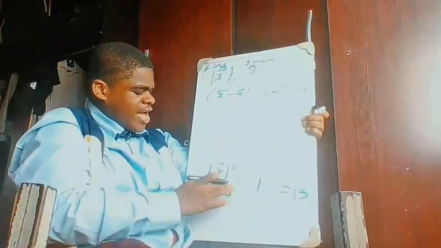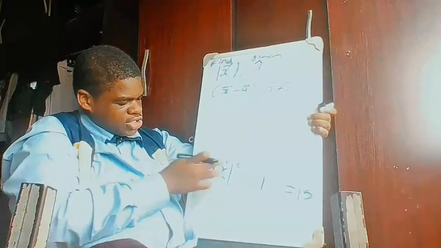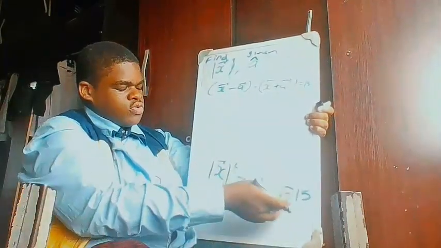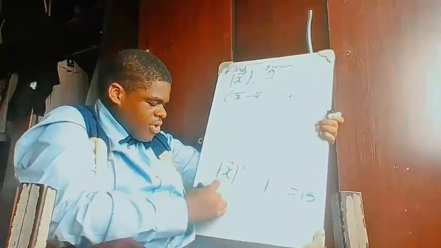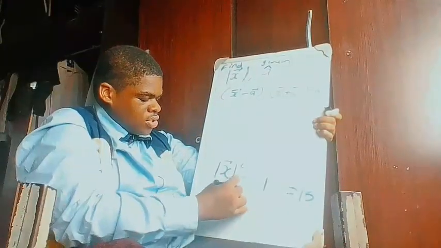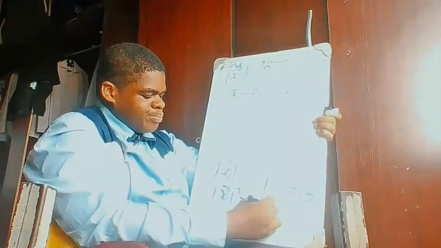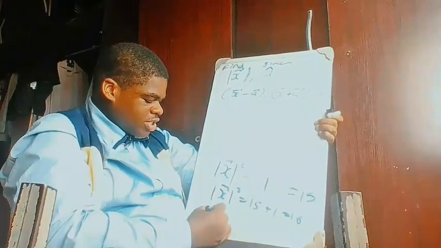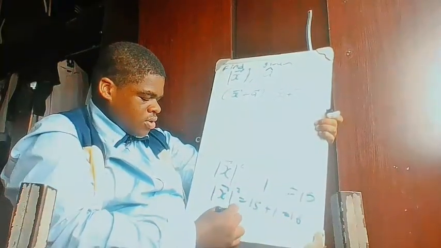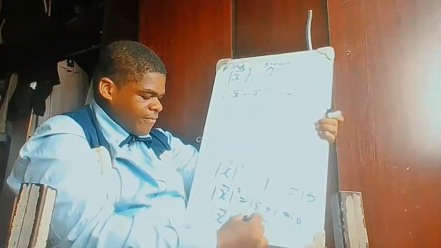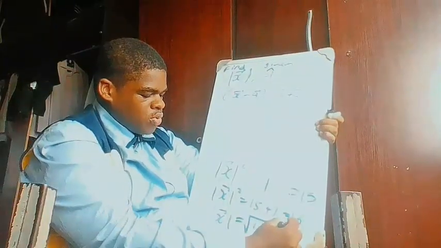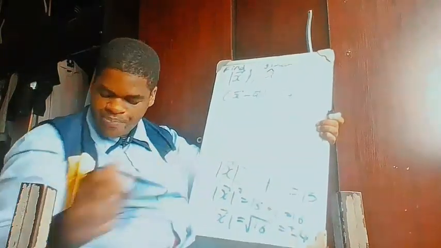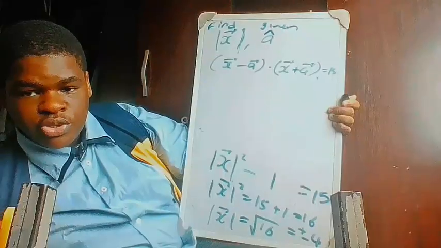So now we have the magnitude of vector x squared minus 1 is equal to 15. You do some algebra, you have the magnitude of vector x all squared is equal to 15 plus 1, which is equal to 16. If you take the square root of both sides, you are going to have the magnitude of vector x equal to the square root of 16, which is plus or minus 4. But we are going to take only the positive 4.